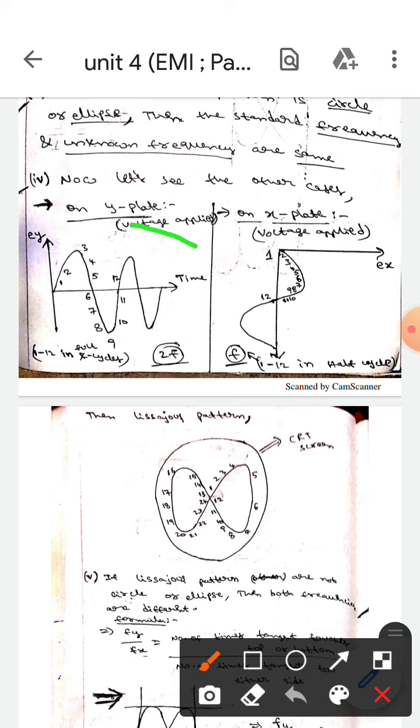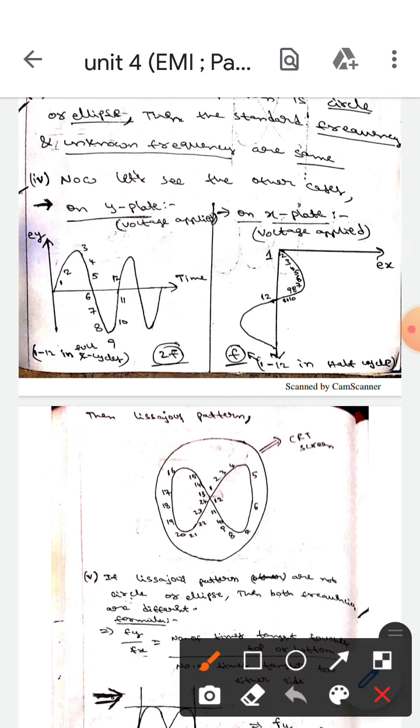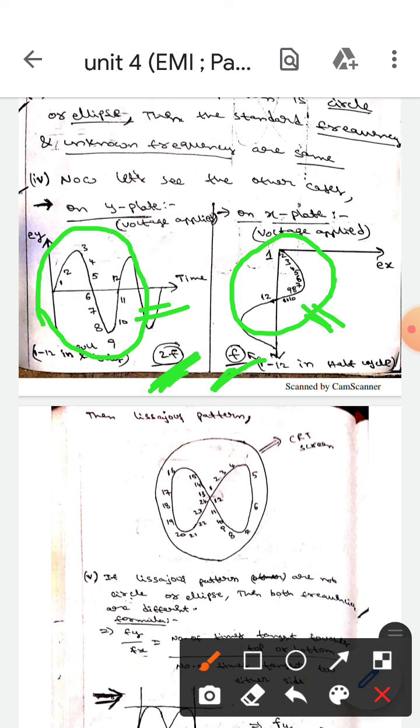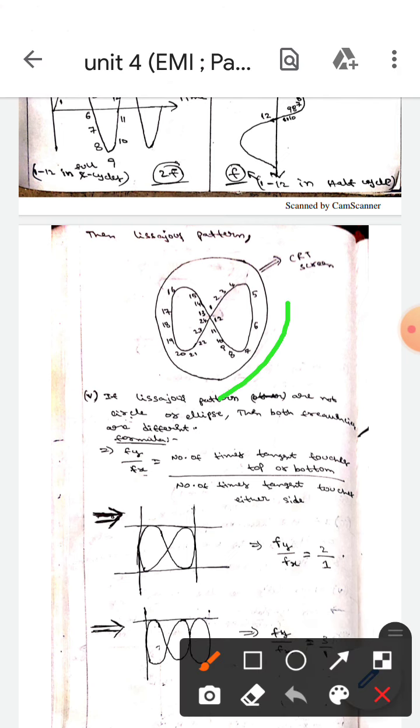Let's think that in this way we applied the signal to the Y plate, and in this way we applied the input signal to the X plate. If you observe this diagram, here from 1 to 12 it took a full cycle, whereas here from 1 to 12 it took a half cycle, which means if you think that here the frequency is f, we can know that the frequency is 2f, as here it is half cycle, here it is full cycle. This kind of Lissajous pattern will appear on the CRT screen.